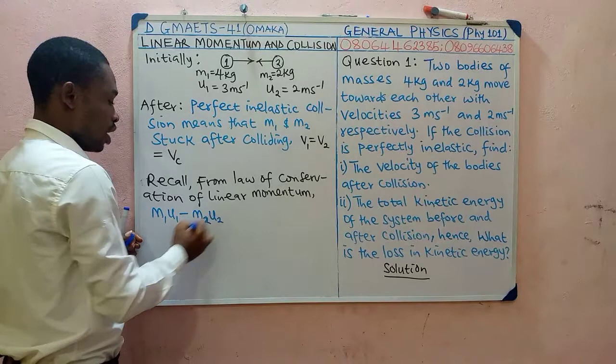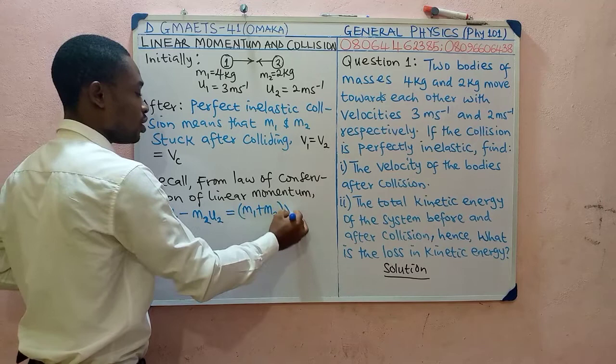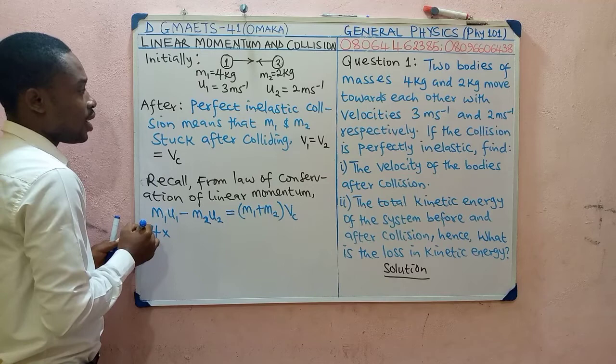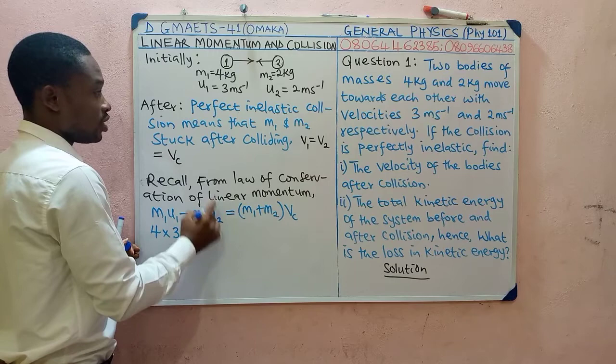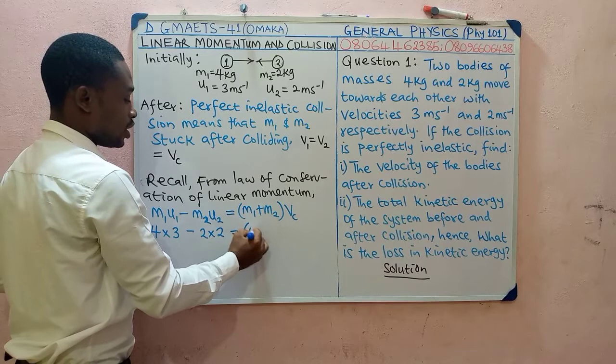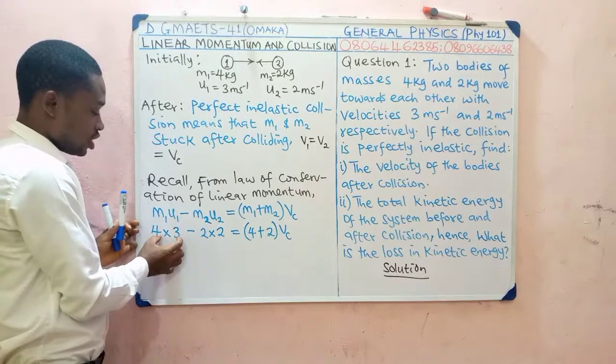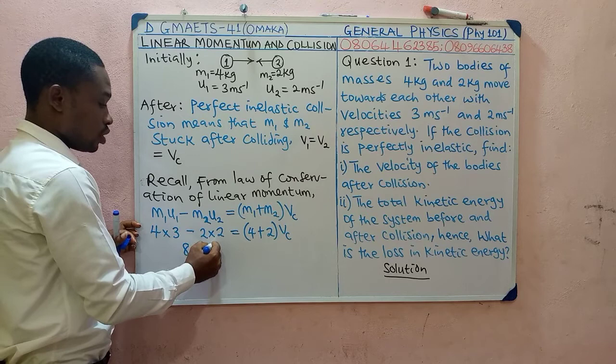m2 u2 equal to (m1 plus m2) times the common velocity, so we are simply going to factorize it out. We can substitute now and see what this would give to us. m1 is 4, so we multiply it by u1, which is 3, minus m2 is 2, and then u2 is 2, and make them equal to mass 1 is 4 kilograms plus mass 2 is 2 kilograms. Then we multiply by the common velocity we are looking for, we don't know. If you work out this side of the equation, this is 12, this is 4. So this is going to give us 8 equal to 6 times the common velocity.